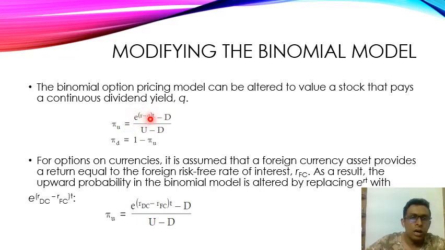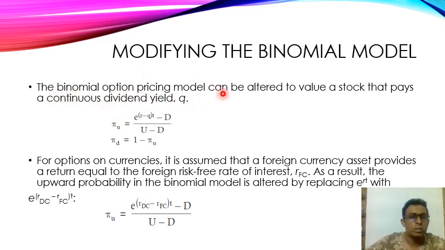So the probability of the upstate is e raised to (r minus q) the whole into t, minus d, by u minus d. The probability of d, that is the probability of the downstate, is equal to 1 minus the probability of the up state. So this is how the probability function is altered if the stock pays a continuous dividend.